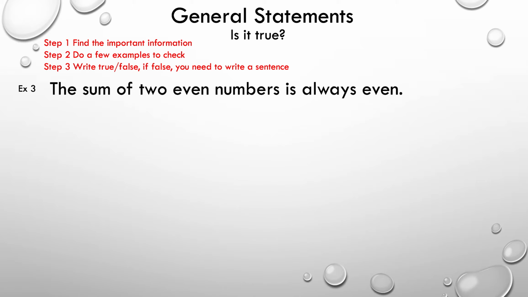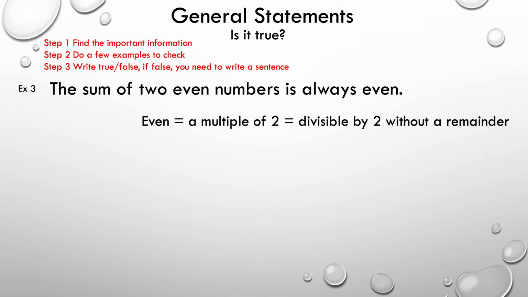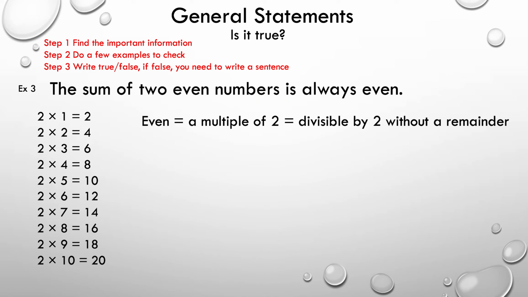So let's take a look at the last example. The sum of two even numbers is always even. So the important information is even. Let's write down the definition of even: a multiple of 2, or divisible by 2 without a remainder. Let's write down the multiples of 2 so it's a little easier to see. Then we're going to pick one-digit numbers to start with. We get 2 plus 4 is 6, and 6 is a multiple of 2 because 2 times 3 is 6.